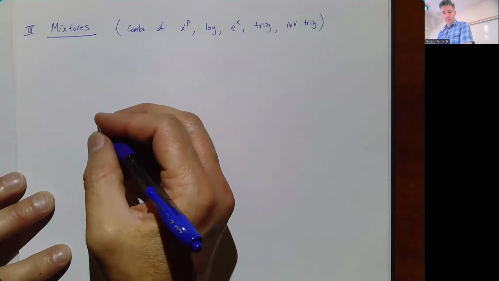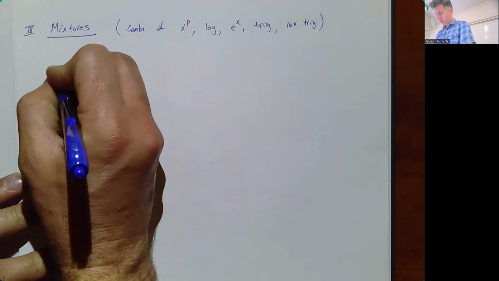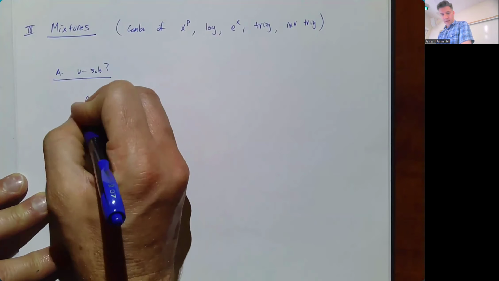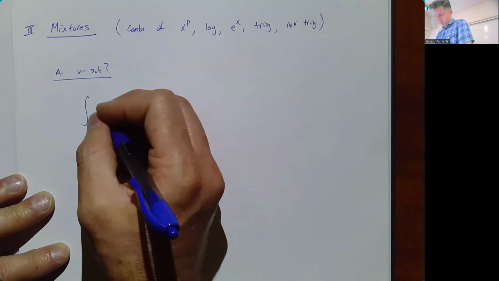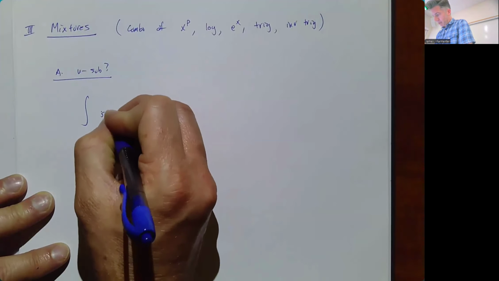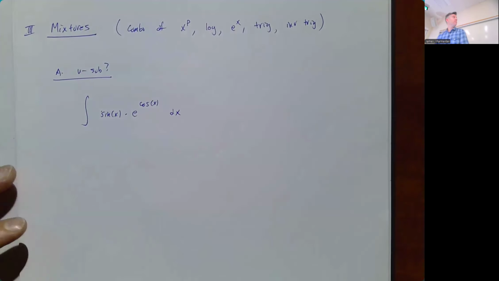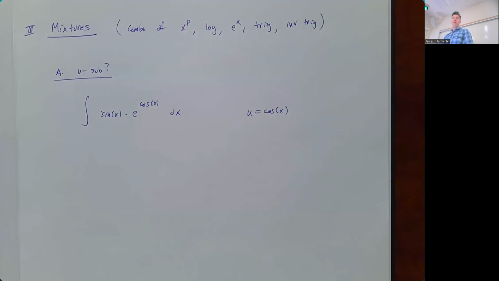So for example, something like this is the u sub, right? If we have something like the integral of, sorry, I'm making stuff up on the spot here, sine of x times e to the cosine of x. This is a great time to do a u substitution because one of the parts, its derivative is equal to the other part.